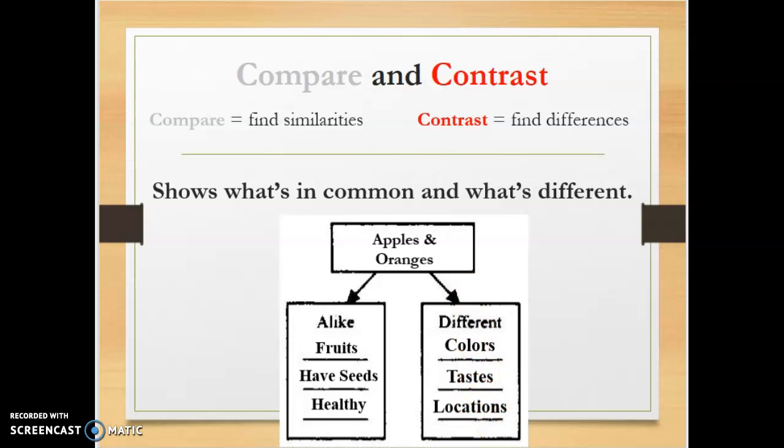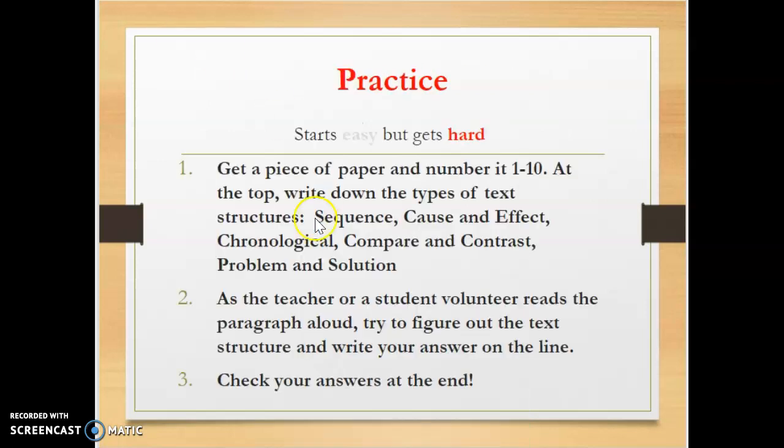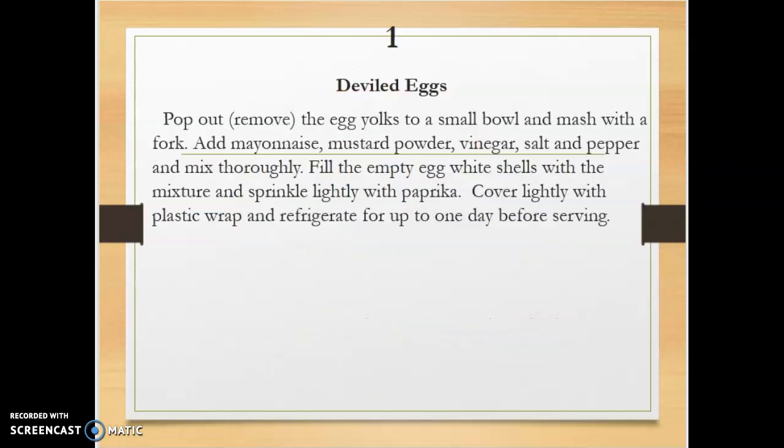So, if you would like to practice, I would like you to get a piece of paper, write 1 through 10, and then go through and see which type of text structure these are. So, number 1, deviled eggs. Pop out the yolks. Remove the yolks in a small bowl and mash with a fork. Add mayonnaise, mustard powder, vinegar, salt, pepper. Mix thoroughly. Fill the egg white shells with the mixture and sprinkle lightly with paprika. Cover lightly with plastic wrap and refrigerate for up to 1 day before serving. What type of text structure is number 1?